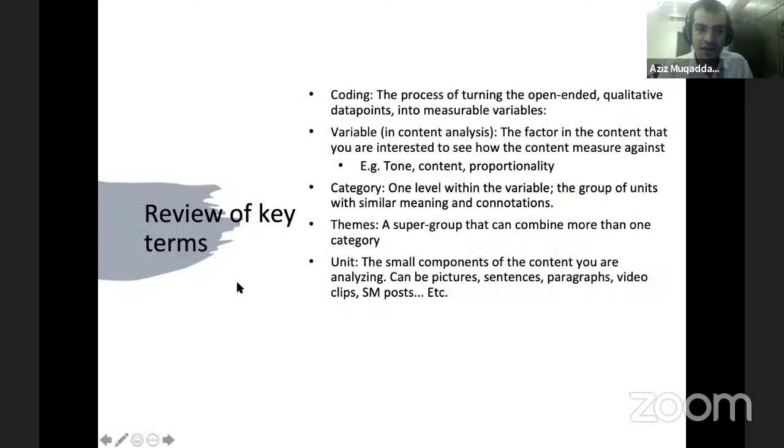So here I'm going over some key terms. Coding is turning open-ended qualitative data points into measurable variables, by converting them into numbered items that represent categories. A variable is the factor that you've selected. So in the example I just gave, the factor is violence.